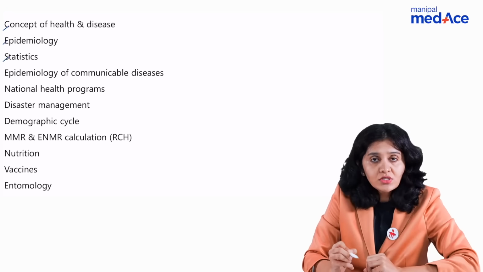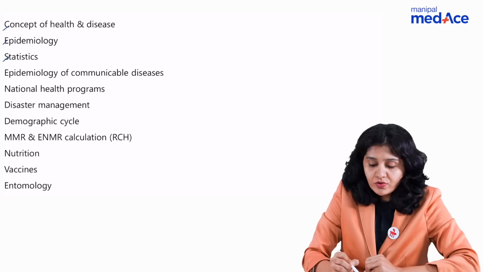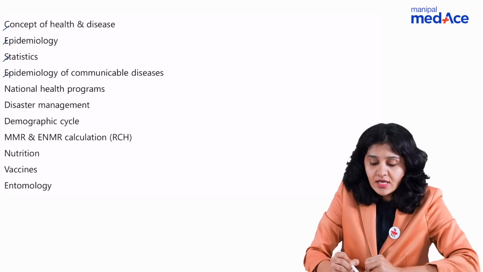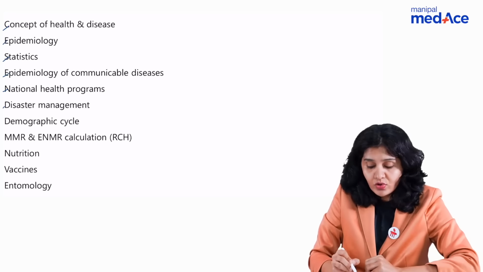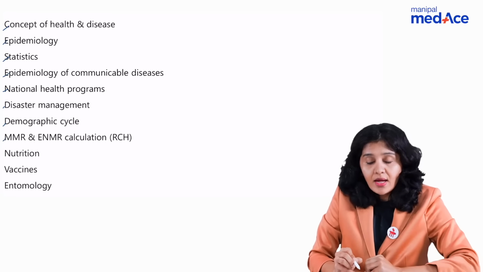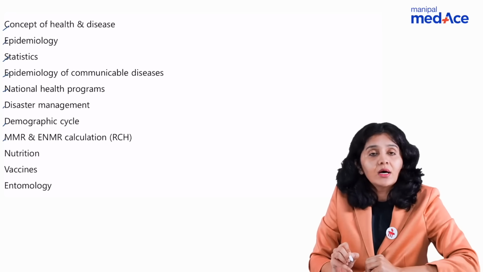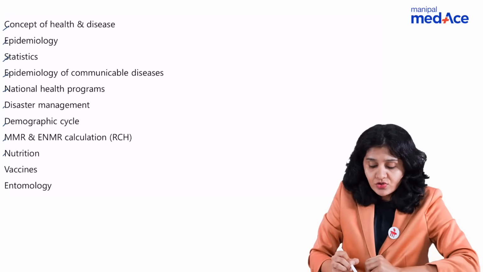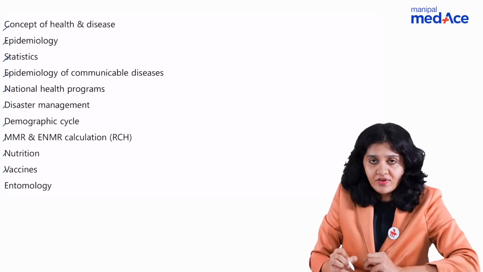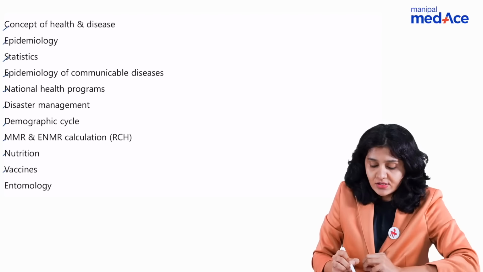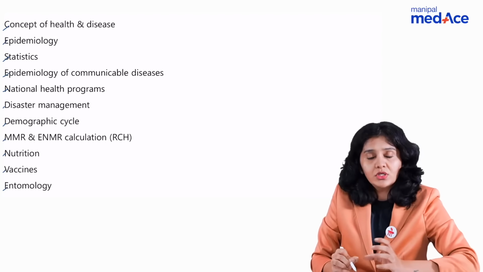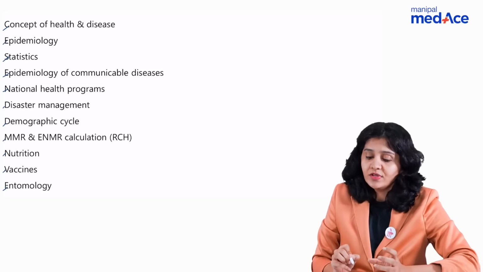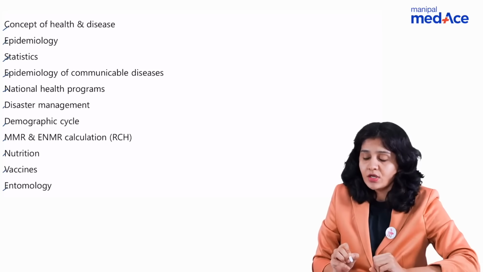Statistics, there were questions, some 4 to 5. Epidemiology of communicable diseases, there were questions. National health programs, disaster management, demographic cycle, MMR and ENMR. What is ENMR? Early neonatal mortality rate calculation was asked. Nutrition, there were questions. Vaccines, like every year, this year also there were questions from vaccines topic, and also entomology. So these were the topics which were given importance in this particular exam.